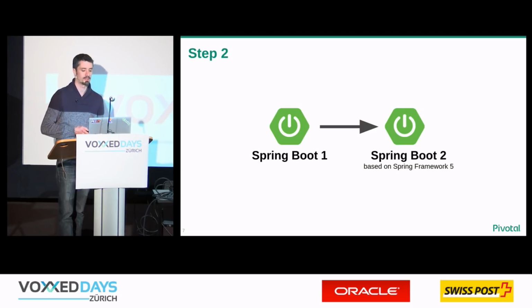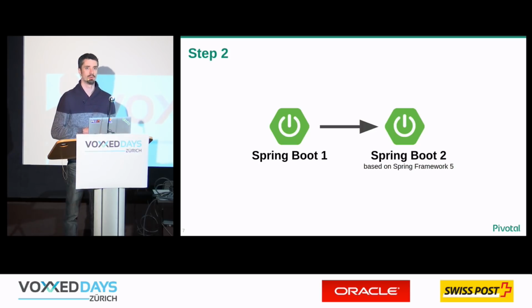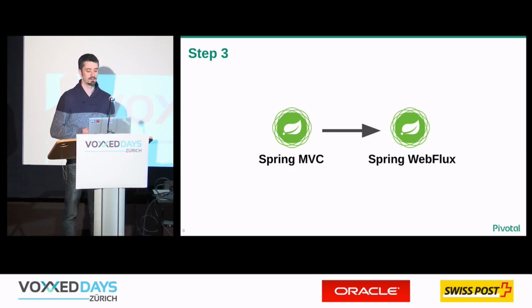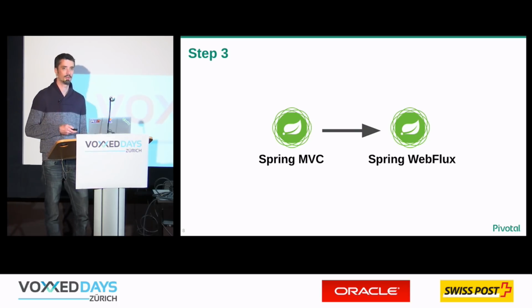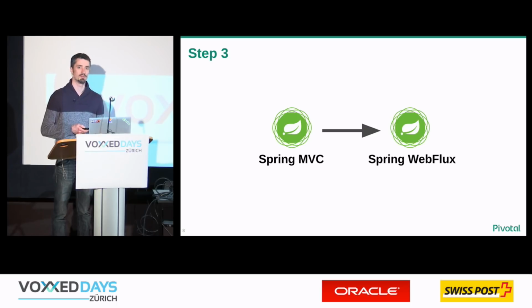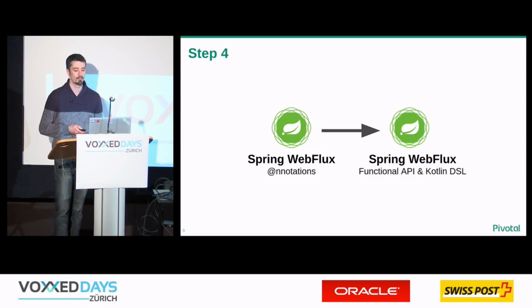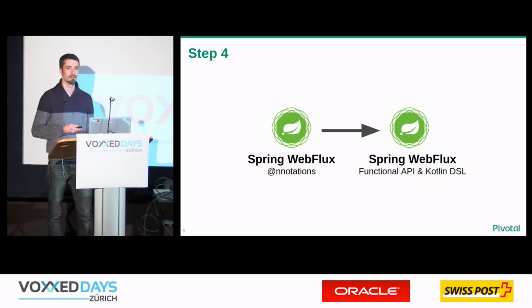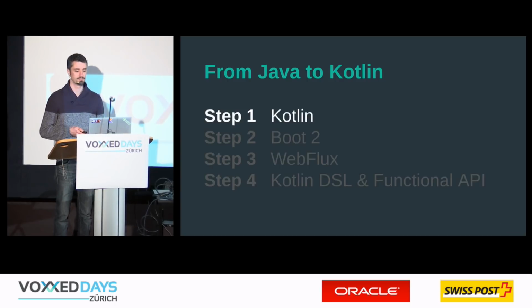In the second step, we are going to migrate from Spring Boot 1 to Spring Boot 2, which is based on Spring Framework 5, which natively supports Kotlin. Then we are going to switch from Spring MVC to Spring WebFlux. It's perfectly fine to use Spring MVC for your project if you don't need a non-blocking reactive runtime. But we will see that Spring WebFlux opens new capabilities, and we are going to explore that. And at the end, we are going to switch from the regular annotation-based programming model that you are likely to already know to the new functional API and the Kotlin DSL.